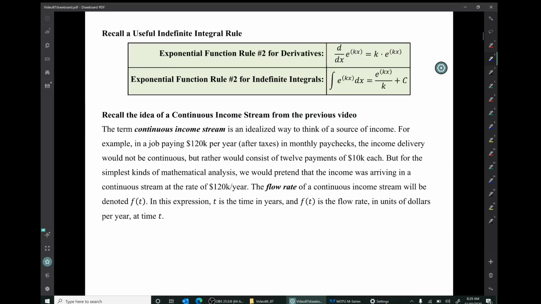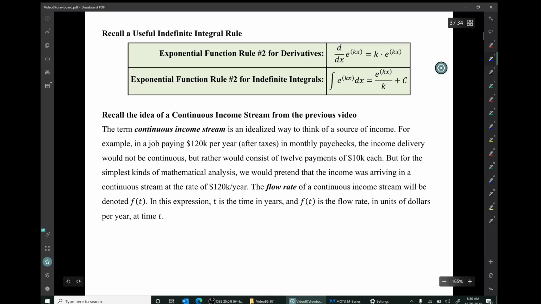Also recall the useful indefinite integral rule. The indefinite integral of e to the kx is e to the kx over k plus c. It's helpful to remember that with the corresponding derivative rule, that the derivative of e to the kx is k times e to the kx.